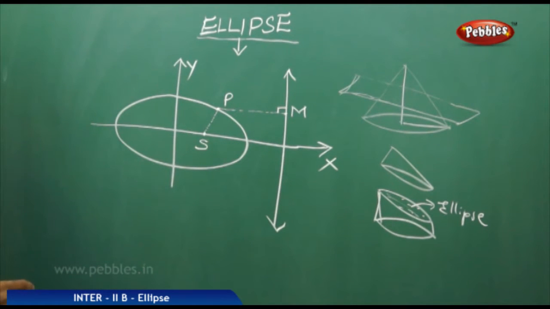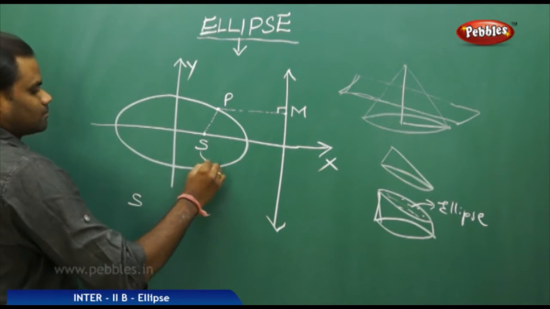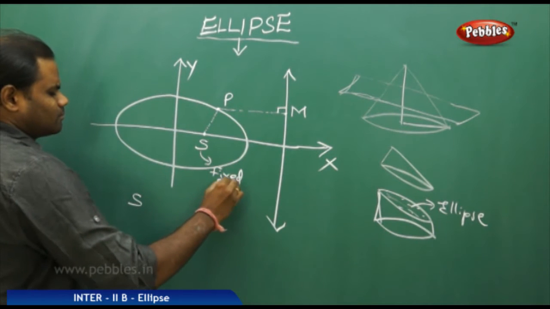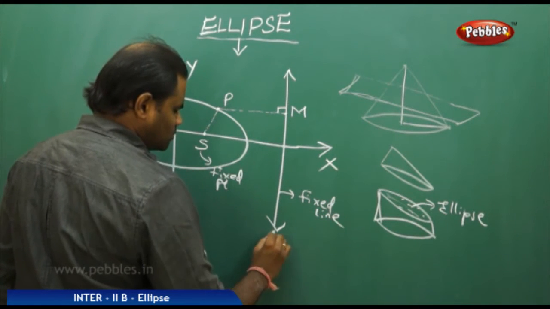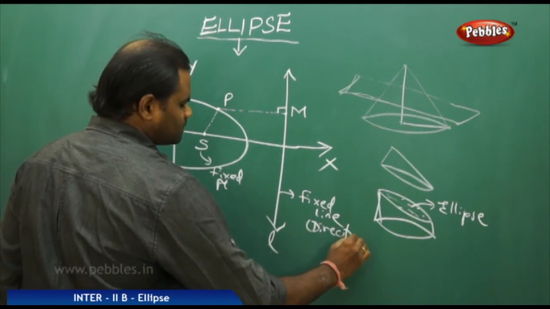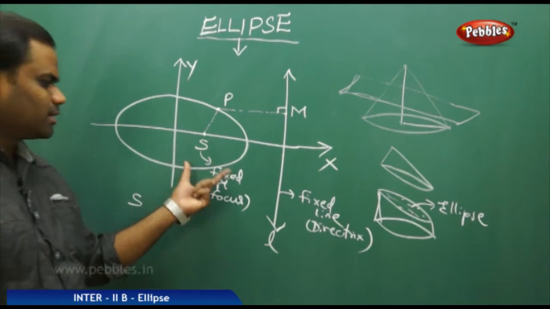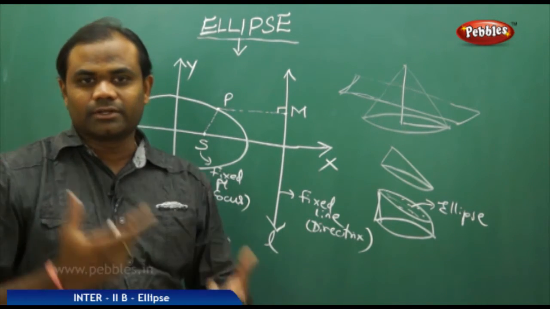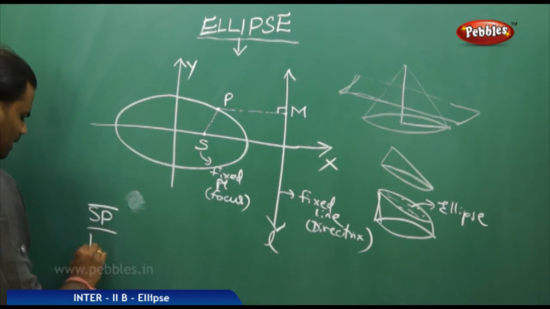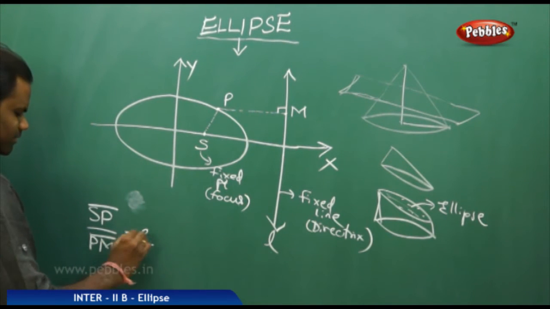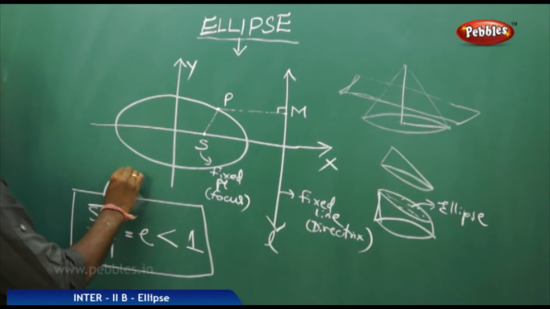Now we have the definition of the ellipse, which is generated from the fixed point S and a fixed line L, which is called the directrix, and this is called the focus. The fixed point S and the fixed line L generate the ellipse, provided that SP by PM, which is denoted by eccentricity E, is less than 1. That's how we define the ellipse.